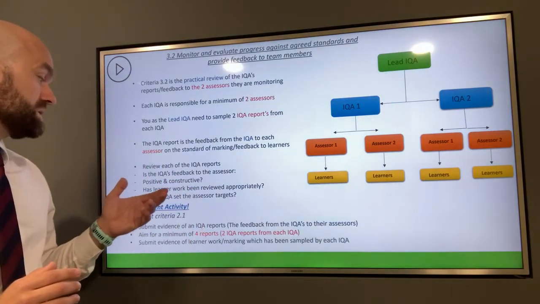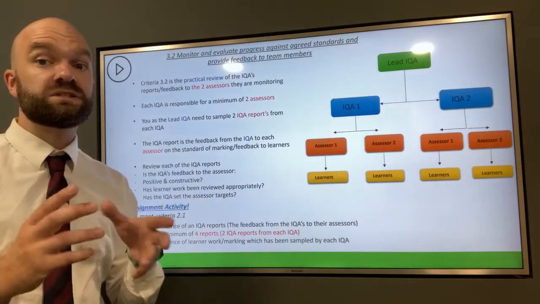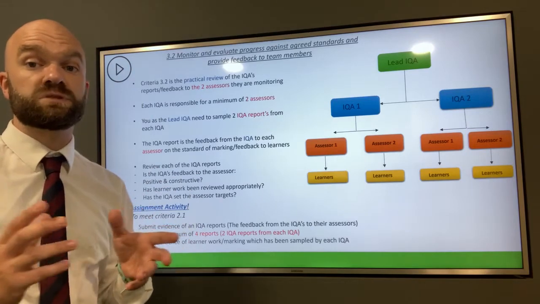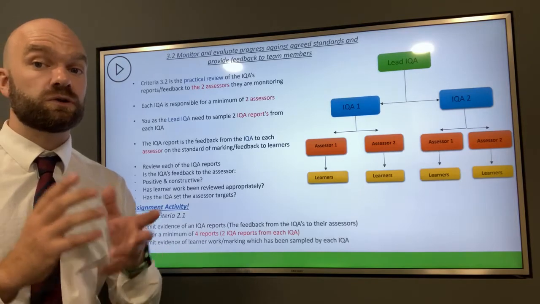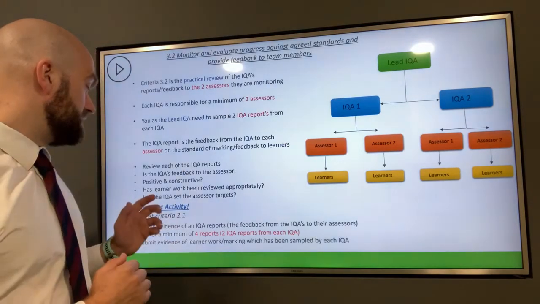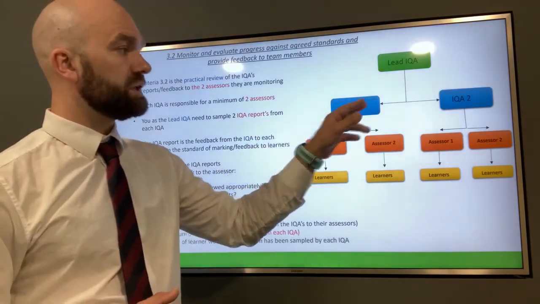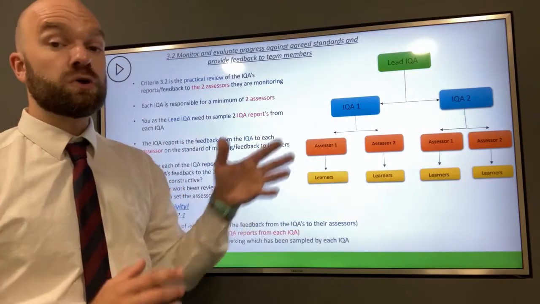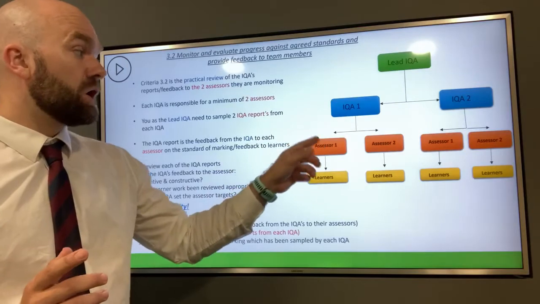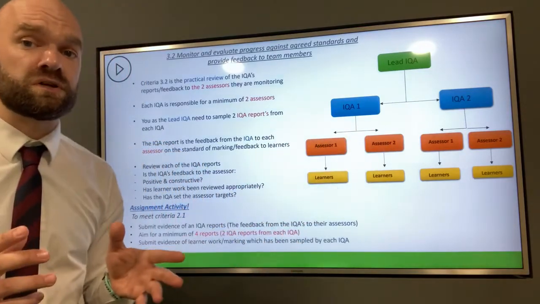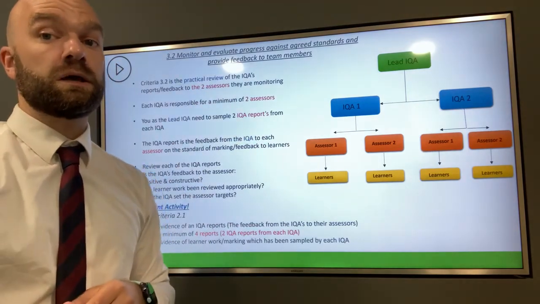Also, some other key points here, of course: has the learner work been reviewed appropriately? Do look for perhaps dates, signatures, times. Has all of that been communicated on the forms, on the learner work? And finally, has the IQA set the assessor some targets as well? So very important that each of the IQAs has not only provided positive and constructive feedback, but have also set targets to the assessors that they are monitoring. So do look out for that when you are reviewing the IQA work.